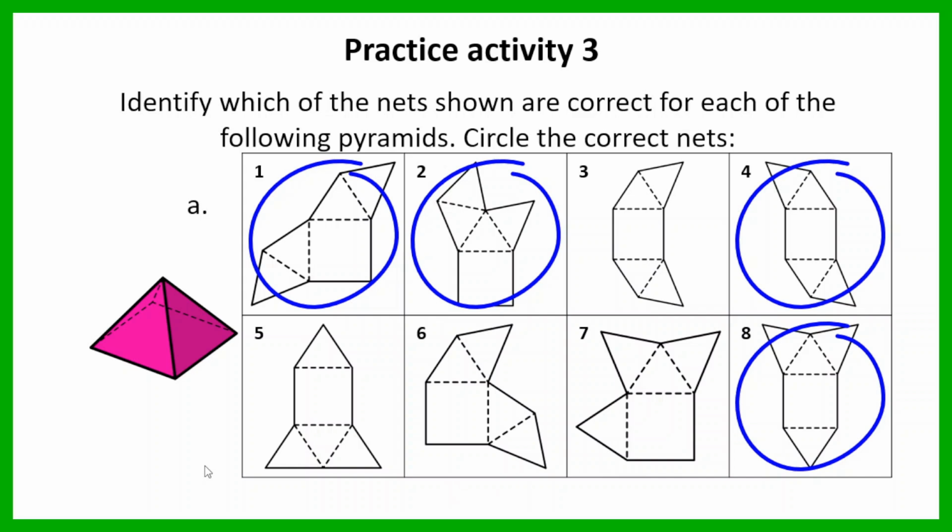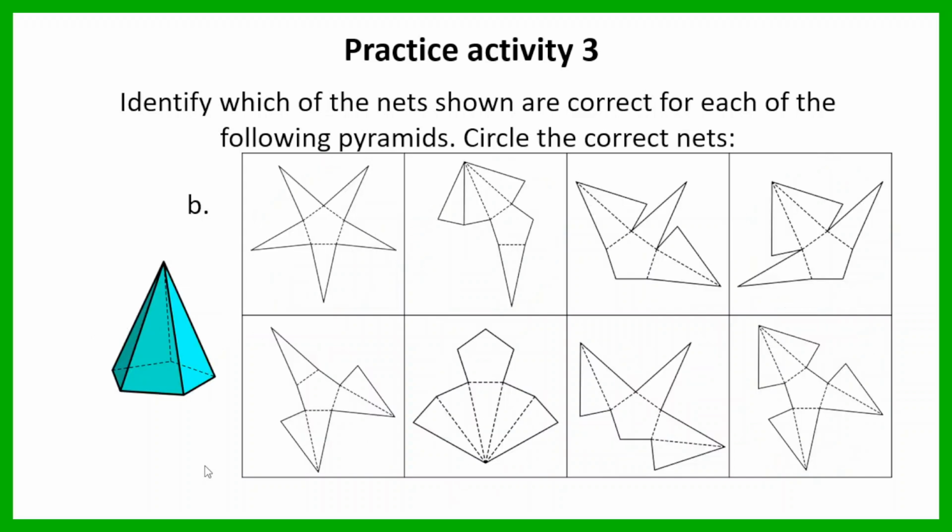Now we're going to go on to the next one where you're going to do the exact same thing. You've got a pyramid over here and you've got a number of different nets that you need to identify which of these nets are correct and which ones are not. You're going to circle the correct nets. If you don't have the worksheets that go with it, you can use the numbers over here and you can write down the numbers of the nets that are correct. And I'm going to give you 1 minute for this one as well.